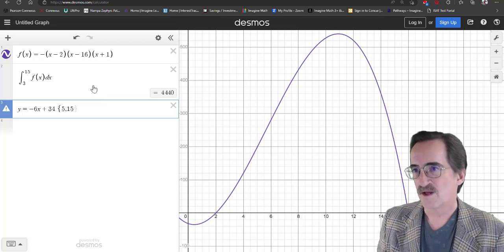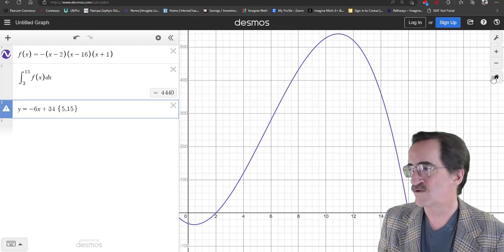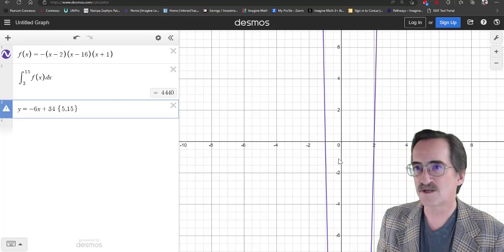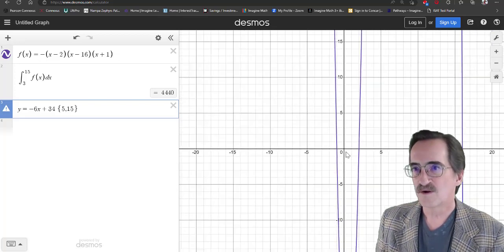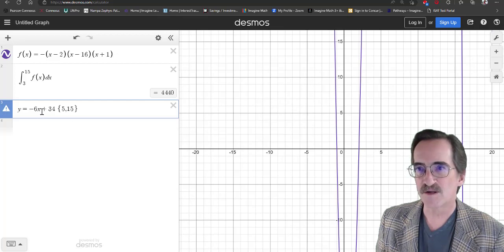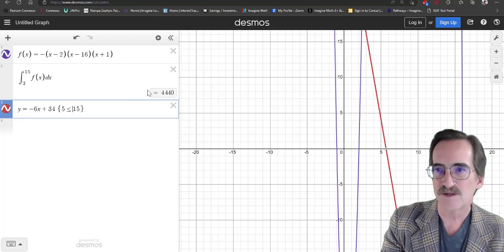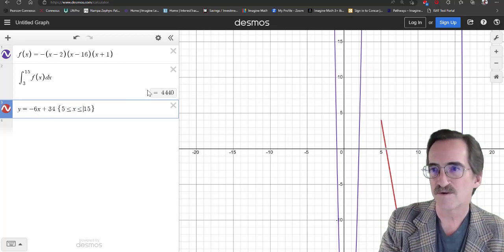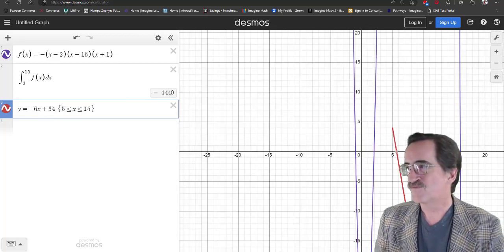Okay, and let's view standard here so we can see. Oh, it's got an exclamation mark here. Why? Oh, because of my notation. Less than or equal to x, less than or equal to. There we go. All right.